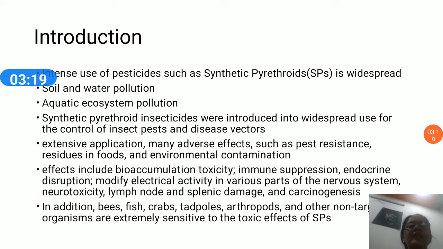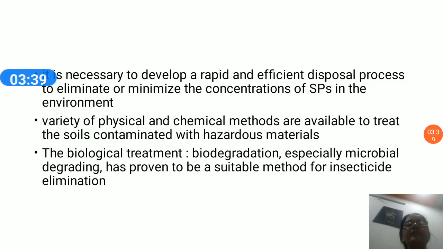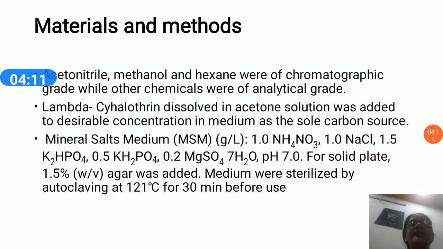The effects on health are also there, like bioaccumulation toxicity, immune suppression or endocrine disruption, then it may modify electrical activity in various parts of the nervous system, neurotoxicity, lymph node and splenic damage, and carcinogenesis. So it is very necessary to develop a rapid and efficient disposal process to eliminate or minimize the concentration of synthetic pyrethroids in the environment. Various physical and chemical methods are also available to treat soil contaminated with such hazardous material, but biological treatment, biodegradation, is the most promising treatment. Here especially microbial degradation has proven to be a suitable method for insecticide elimination.